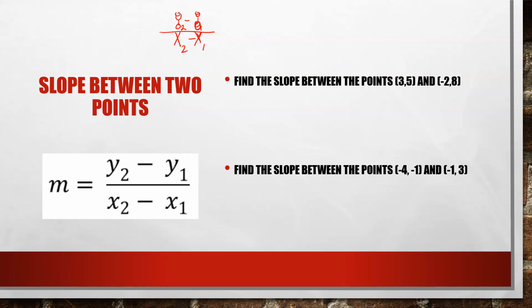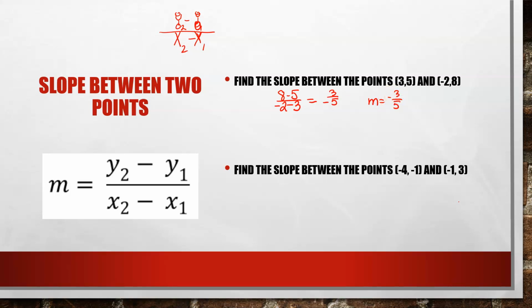Let's just practice a bit. Let's find the slope between the points (3, 5) and (-2, 8). So I'm going to take my second y and subtract my first y, and I'm going to take over my second x and subtract my first x. So my slope here is 3 over -5. So m equals -3/5.